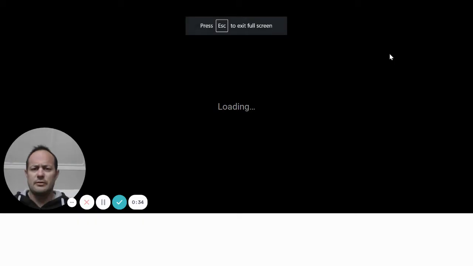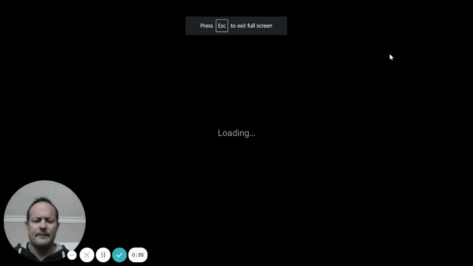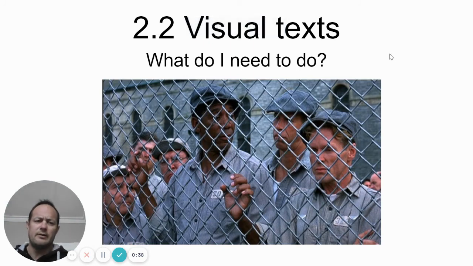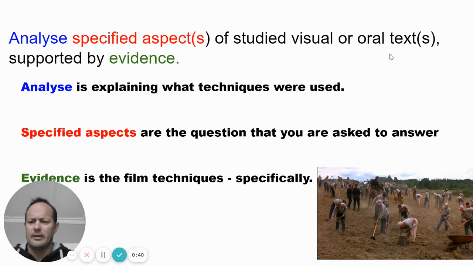So to do that, first we look at the criteria of the exam, and that is to analyse specified aspects of studied visual or oral text supported by evidence. And of course, our studied visual text is The Shawshank Redemption, directed by Frank Darabont.